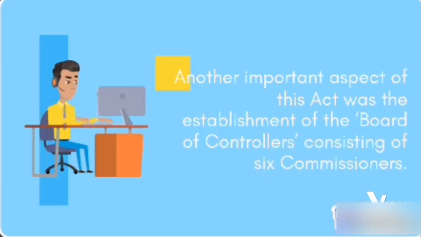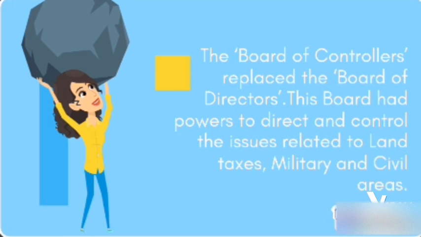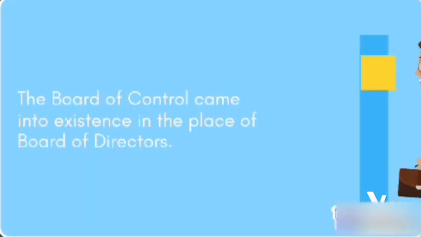Another important aspect of this Act was the establishment of the Board of Controllers consisting of 6 commissioners. The Board of Controllers replaced the Board of Directors. This board had powers to direct and control the issues related to land taxes, military and civil areas. The Board of Control came into existence in the place of the Board of Directors.